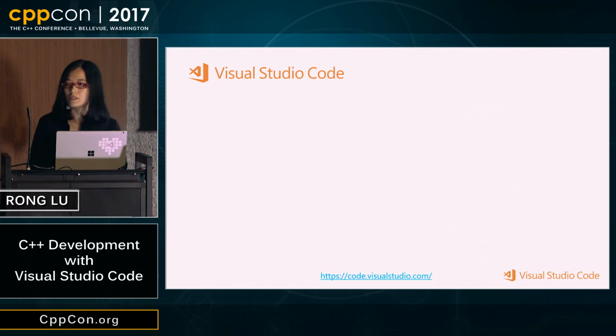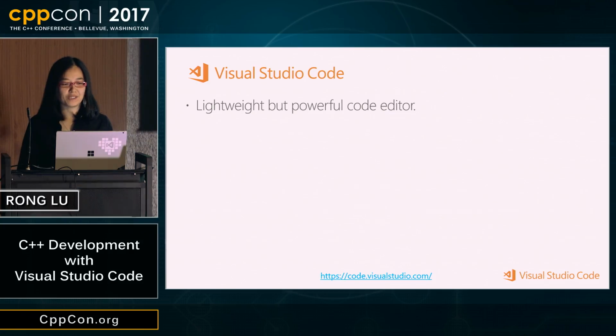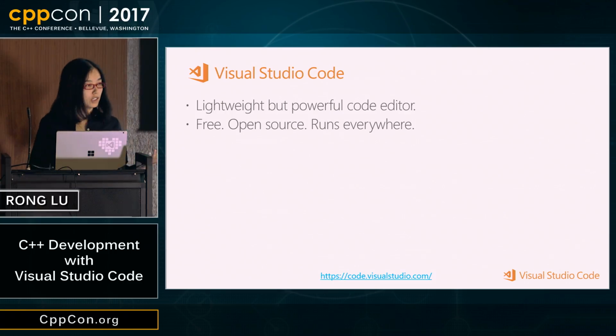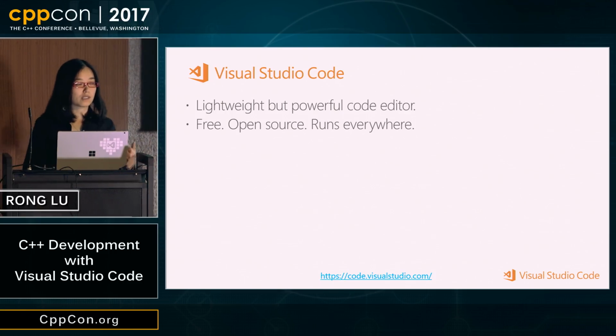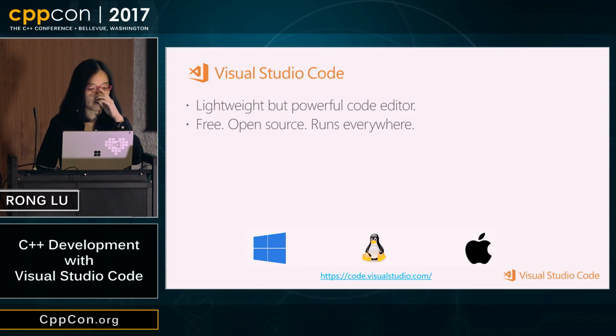Visual Studio Code, on the other hand, was invented with a different goal in mind. It's meant to be a lightweight code editor. That's why we added Code to its name, and we completely changed the color of the logo, just not to be confused with Visual Studio. It's meant to be a lightweight but powerful code editor. More good news, it's completely free. It's open source on GitHub, and it runs everywhere. By everywhere, I really mean it. It runs on Windows, Linux, and Mac.